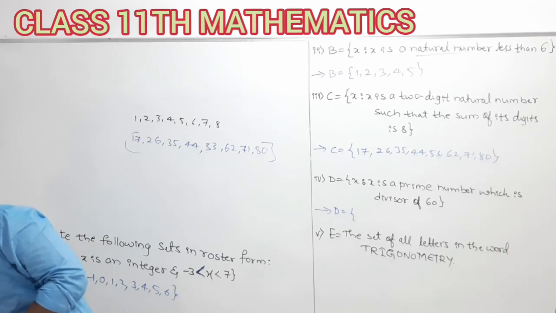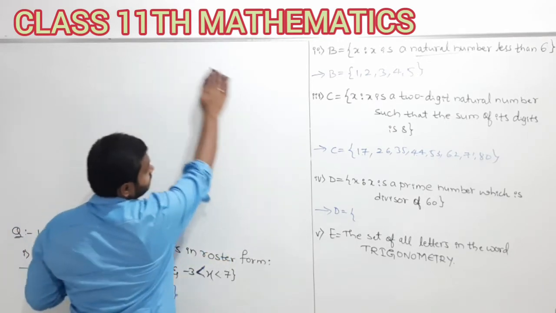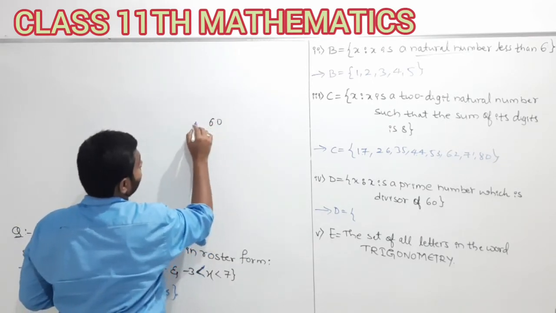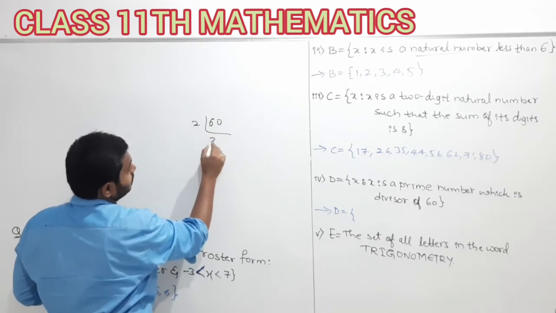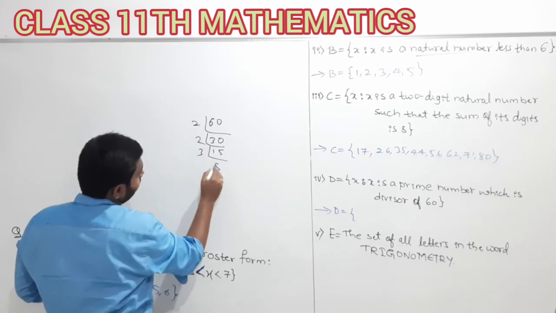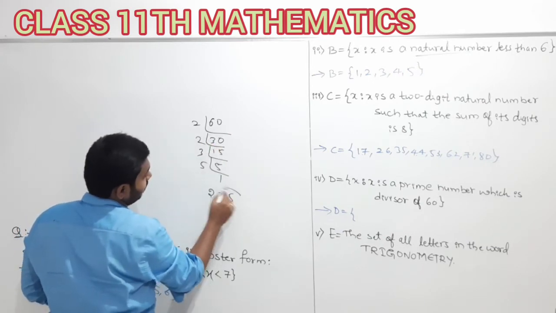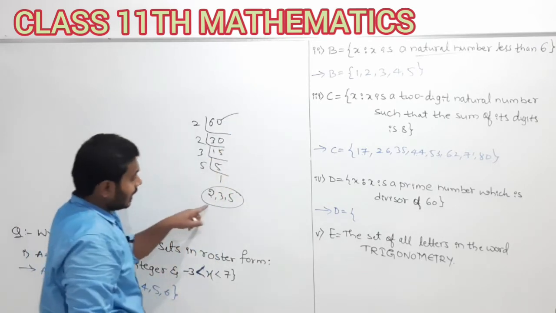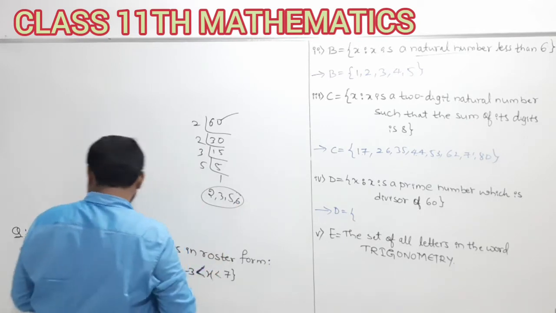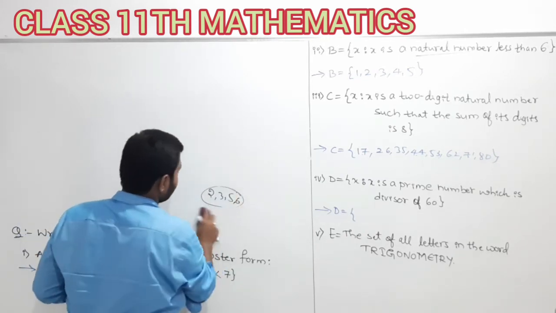I'll take the concept of divisor. Before that we should find out the divisors of 60. So what are the divisors of 60, my dear students? If I divide 60, first I'll take the smaller number: 2 3s are 6, and next 2 15s are 30, and next 3 5s are 15, so 5 1s are 5. So what are the divisors of 60? 2, 3, 5. These are the divisors of 60. And my dear students, please remember 6 may also be a divisor of 60. Am I correct? Yeah.